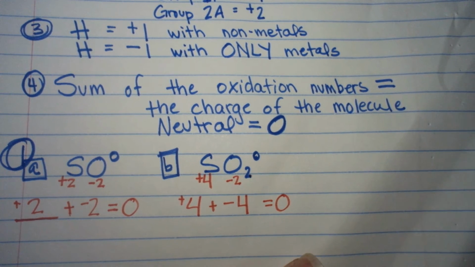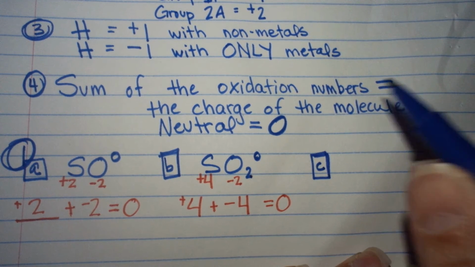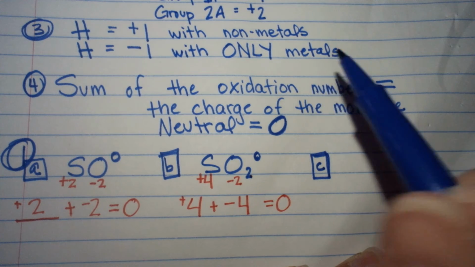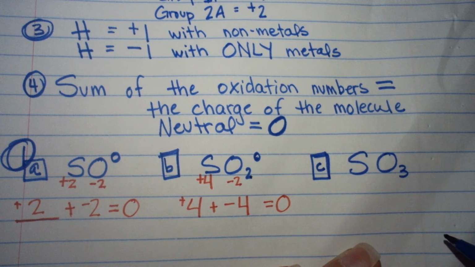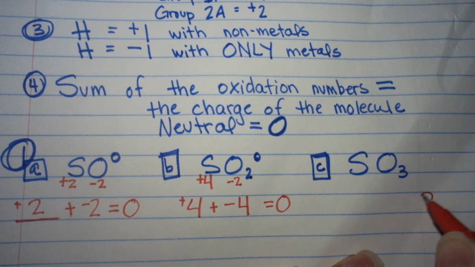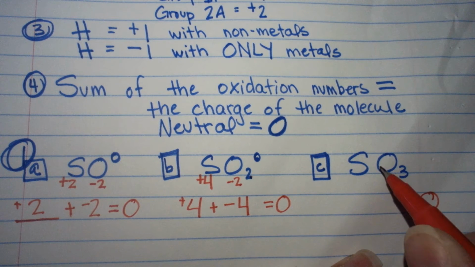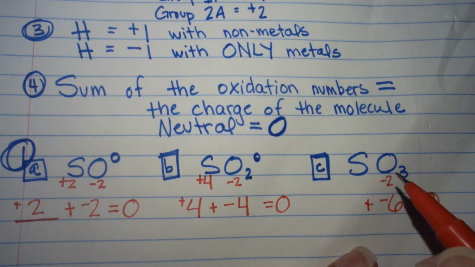Well, let's go ahead and just do all the ones from that first example so you can see some different things. So we should kind of be getting the hang of this a little bit. We see that it's a neutral element, or neutral compound, so we're going to say 0 equals something. Well, I know oxygen is -2 unless it's with fluorine. I have 3 of them, so I'm going to say -2 times 3 is -6. So what does that leave sulfur to have to be? +6.